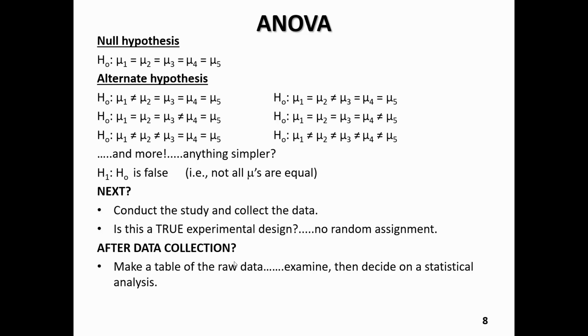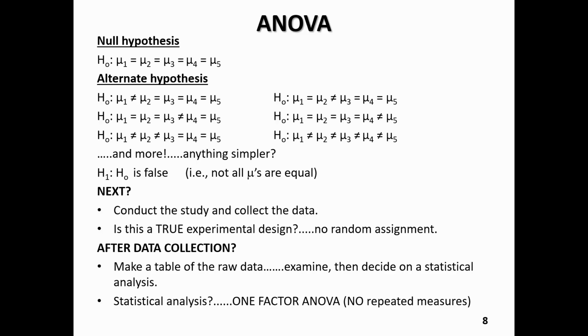And so the raw data are the data collected from each person that we would enter into a statistical analysis. And then once we've done that, we decide on a statistical approach to move forward. In this case, because we have more than 2 groups of data that we want to compare, we have the 5 groups, then we would use a 1-factor ANOVA.